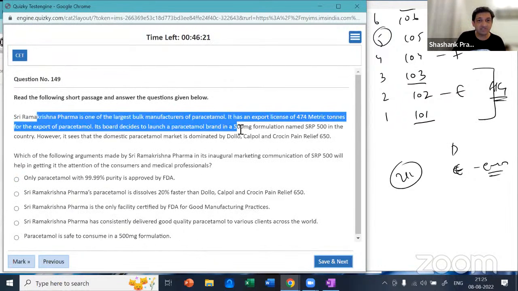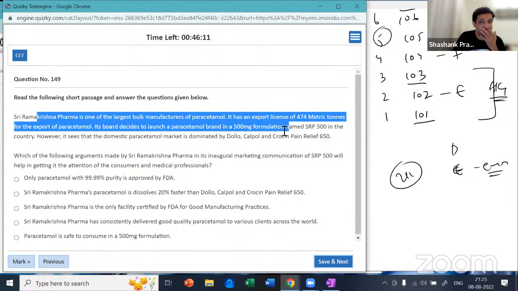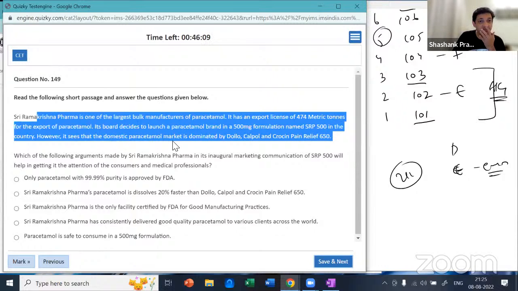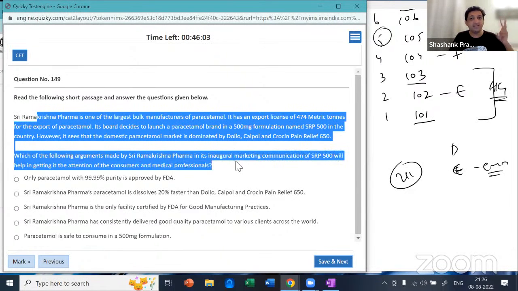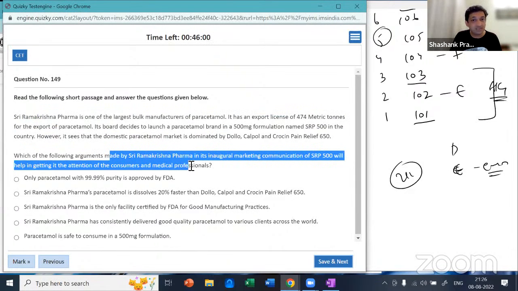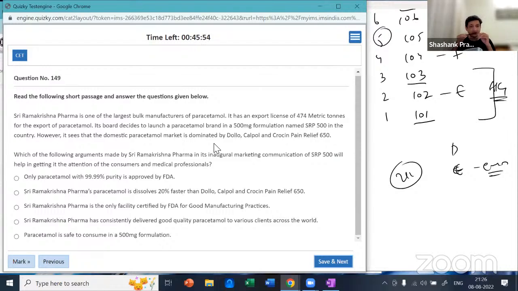Ramkrishna Pharma, bulk manufacturer of paracetamol. Okay. 474 metric tons for the export of paracetamol. Export license mila hua hai. Launch a paracetamol brand in a 500 mg formulation, SRP 500 in the country. Domestic paracetamol is dominated by Dolo, Calpol and Crocin Pain Relief 650. Okay, 650 ke jagah pe they are bringing 500. In its inaugural marketing communication of SRP 500 will help it getting its attention from the consumers and medical professionals.